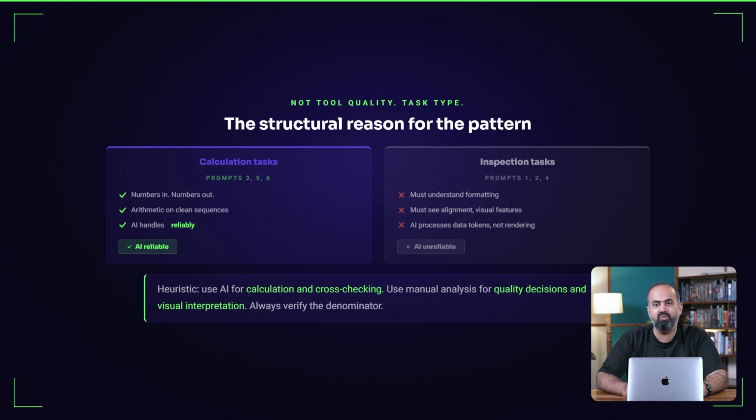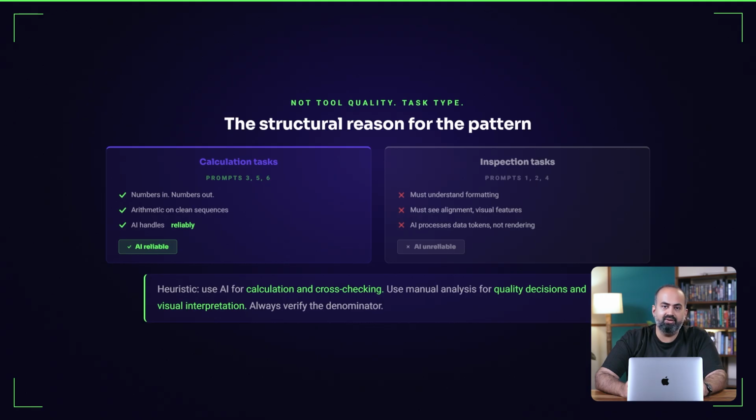Inspection tasks require understanding what cells look like, what alignment means, what two clusters in a histogram represent. The AI is not really looking at the spreadsheet the way you are. It processes the file as data tokens. Formatting is invisible to it. This is the structural reason for the pattern. It is not about which AI tool you used. It is about what the task requires. And once you understand it, the heuristic follows naturally.